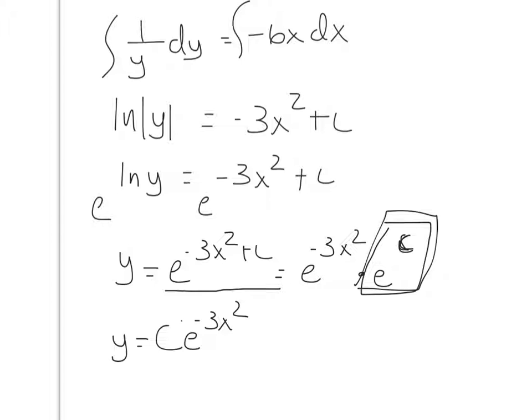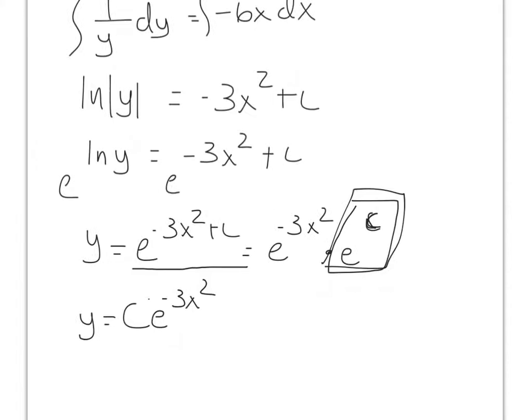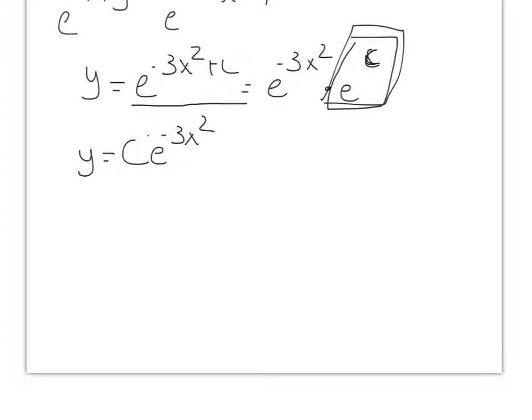So that takes care of just solving and getting our general solution, but we did have an initial condition here that when x was 0, y was 7. So then we have a 7 over here equals c times e to the negative 3 times 0 squared, but that really just means that we have c e to the 0, which really just means we have c. So our constant is 7.